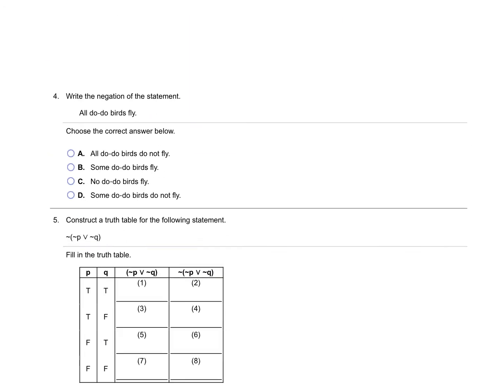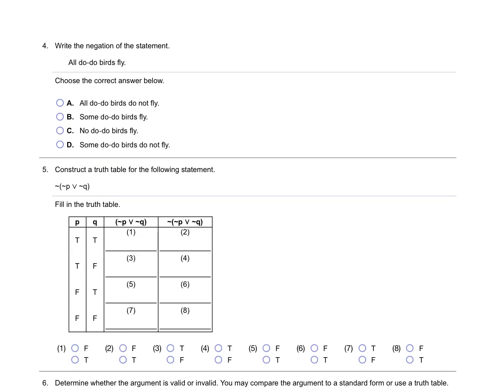Number 4, write the negation of the statement all dodo birds fly. Remember the negation for these when you have all or some. If you're saying all of them do something, then all you have to do is say some do not. If it's all, then the negation of that is some do not. So we're looking for some dodo birds do not fly. That would be choice D.